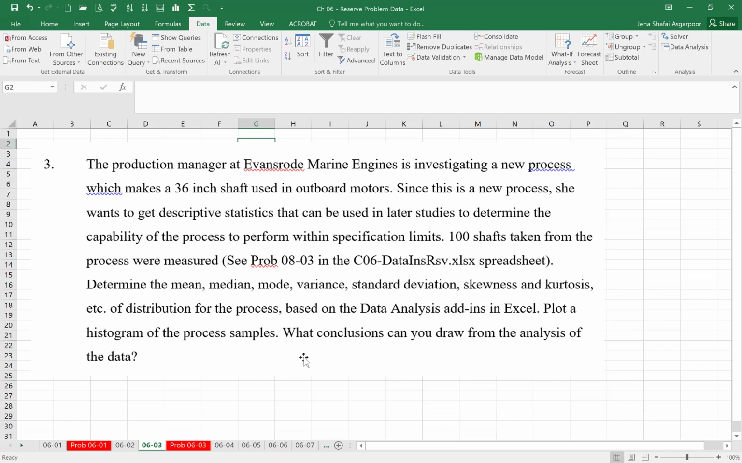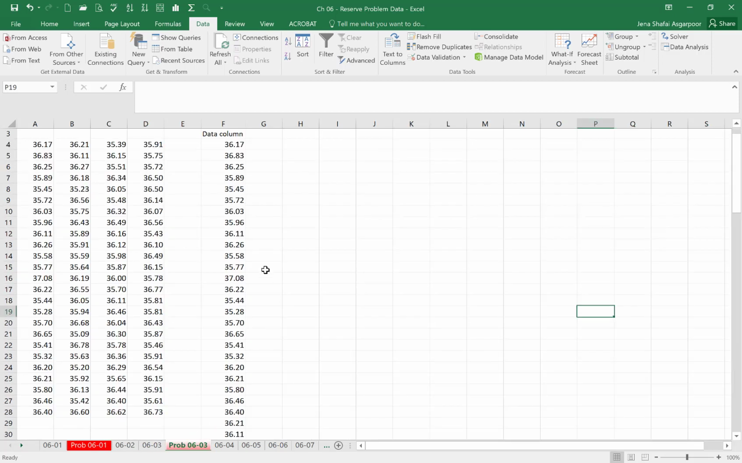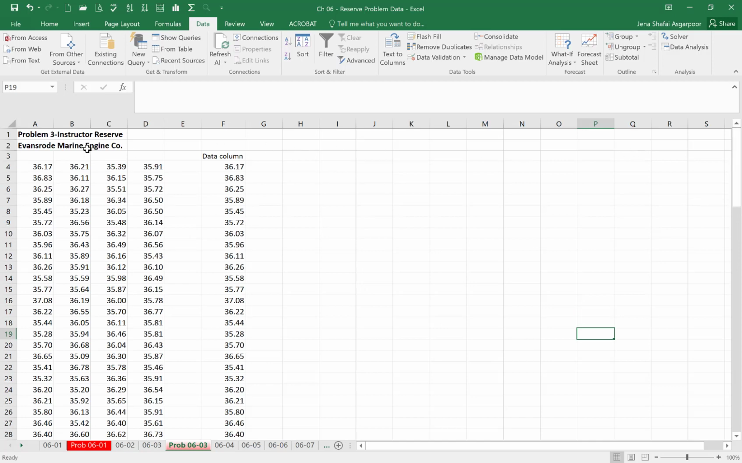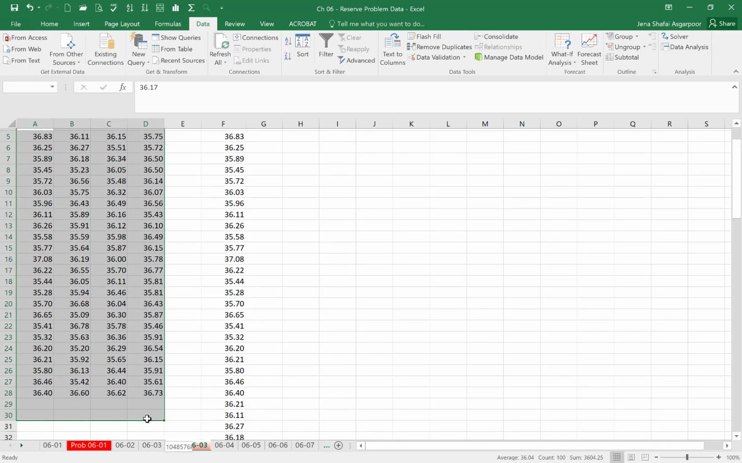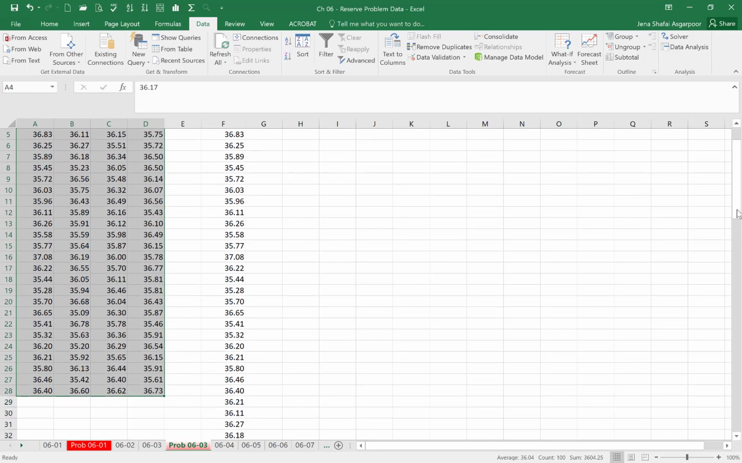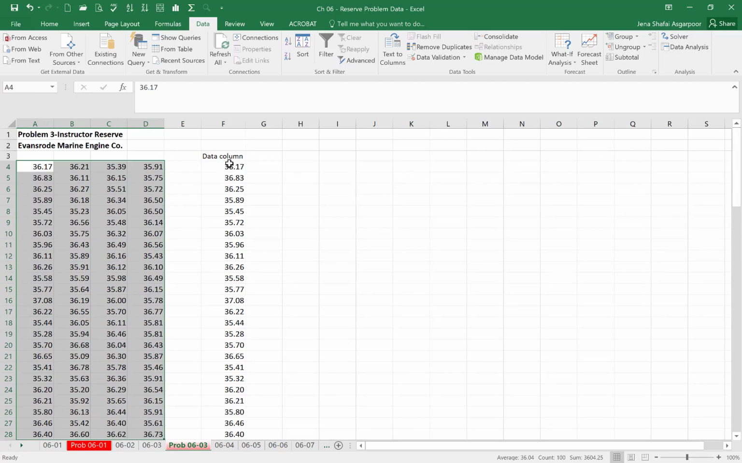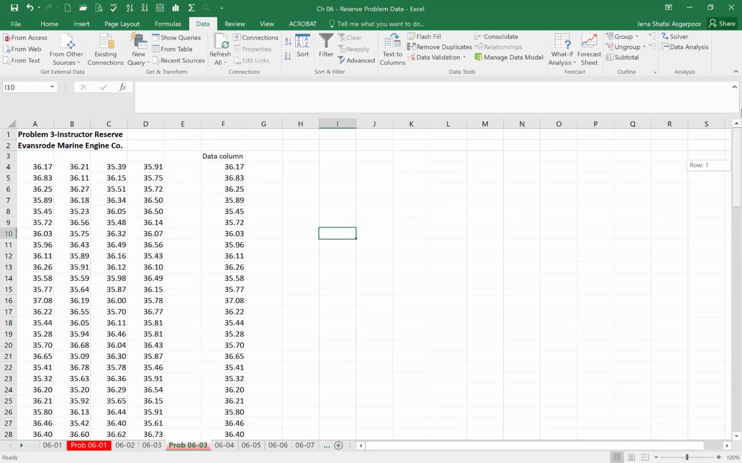So 100 shafts were taken from the process, they were measured, and we want to determine the mean, median, mode, variance, etc. And what can we say about this analysis? So let's look at the data. Here is the data as given to us, but to use the Data Analysis ToolPak we need to have everything in a single column. So I've already arranged everything in a single column.